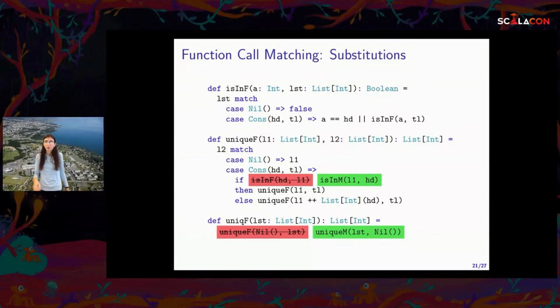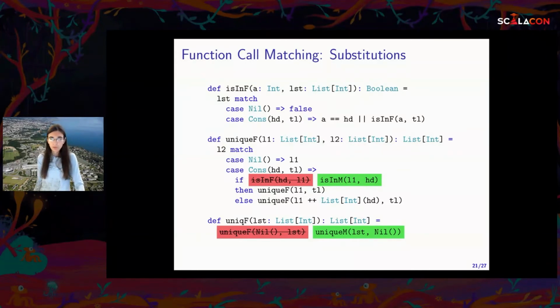Here you can notice in this last replacement that the order of arguments changed, right? Because it turns out here the student did the matching on L2 and used L1 as an accumulator, while the reference solution did this in the other order. But using this test-directed search, we could quickly detect this and align those arguments.